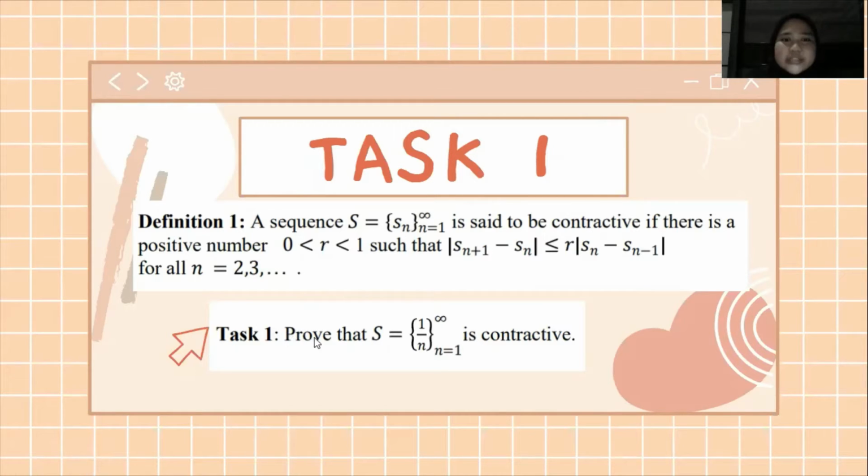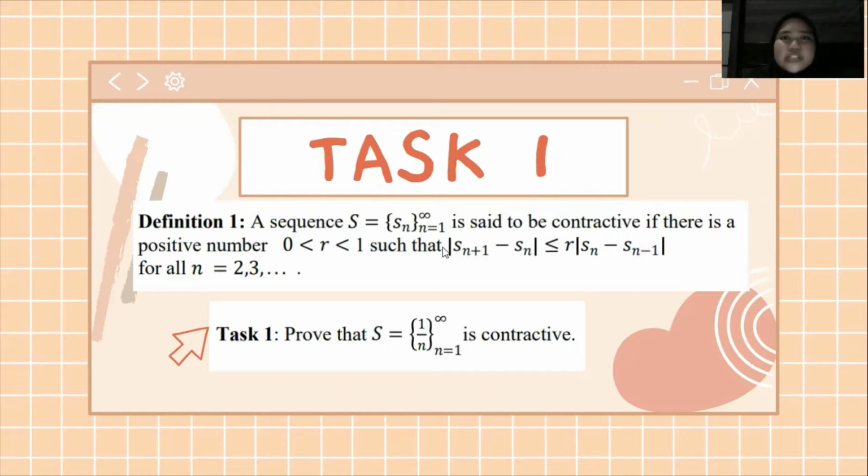The question is, prove that S equal to 1 over n, n equal to 1 until infinity, is contractive by given definition 1. So how to solve this question? I will use the definition to find the R or the constant that is between 0 and 1.